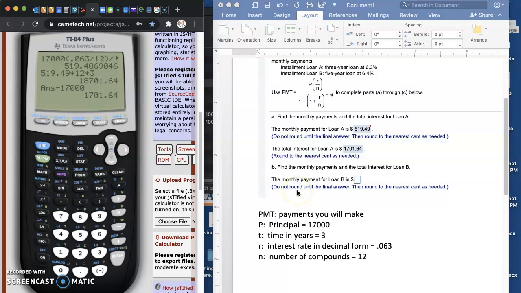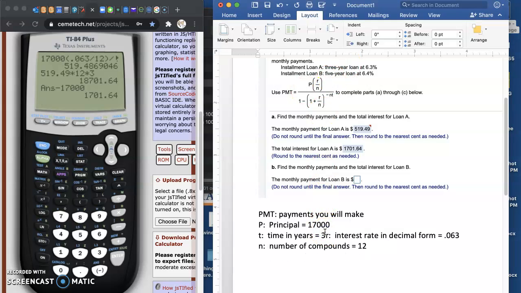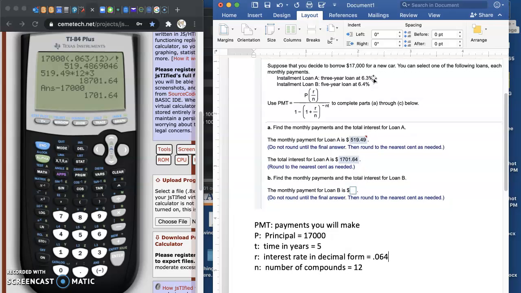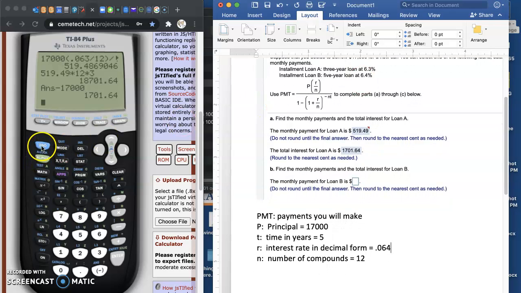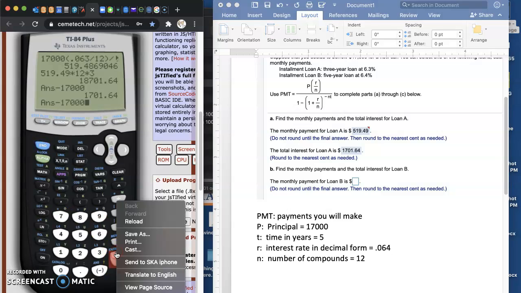So let's go ahead and do B as well while we're at it. For B, we're changing time in years. It says B is a 5-year loan. So let's do it for 5 years at 6.4%. I'm reading right here, installment loan for a 5-year loan at 6.4%. Again, it's still monthly. It's still $17,000. So what I can do on my calculator is just change those 2 numbers that I just changed.